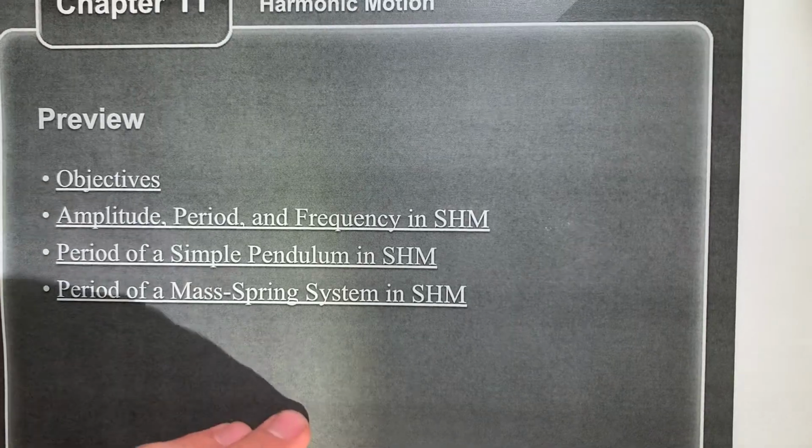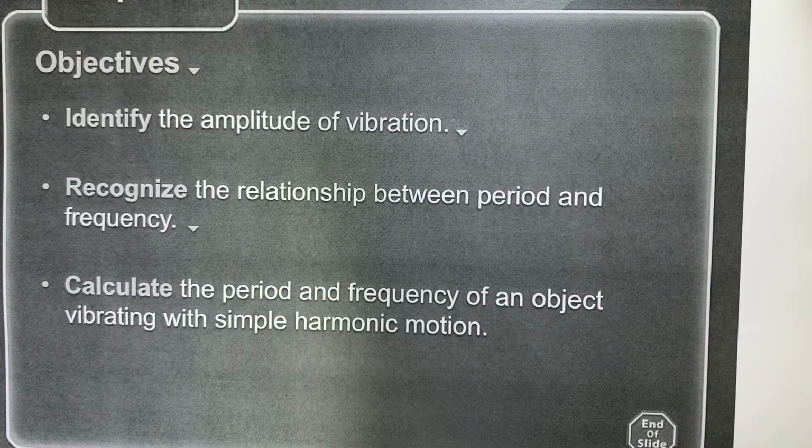a mass spring system. So in this section, we are going to identify the amplitude of vibration, recognize the relationship between period and frequency. Now, period and frequency are not new terms to us. Hopefully, we all remember what they mean. If not, you're in luck because we're going to see exactly what those mean again. And lastly, we're going to calculate the period and frequency of an object vibrating with simple harmonic motion.